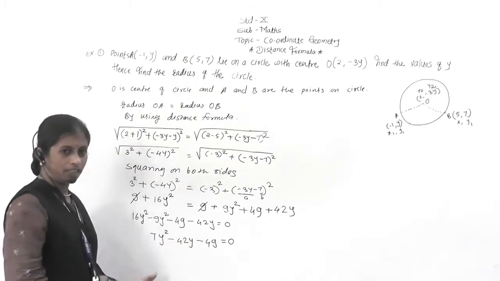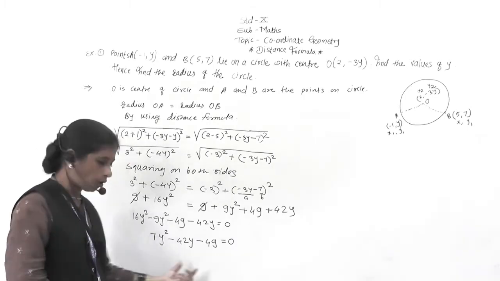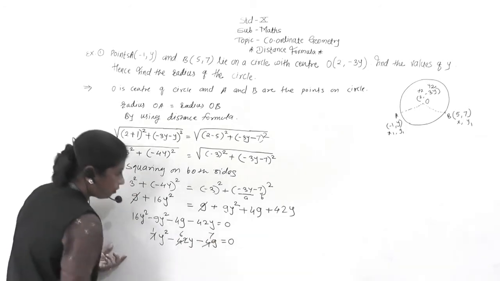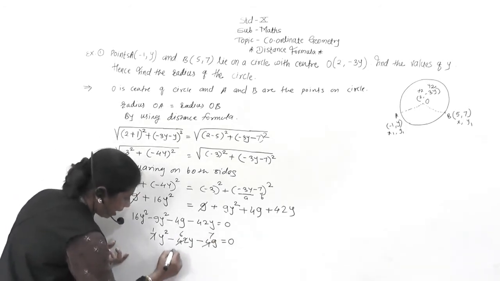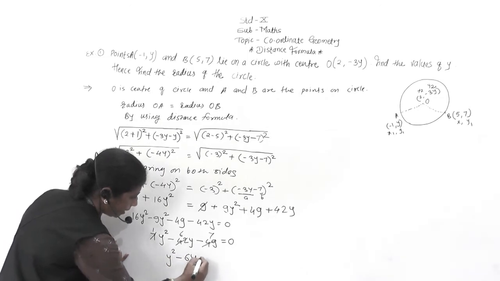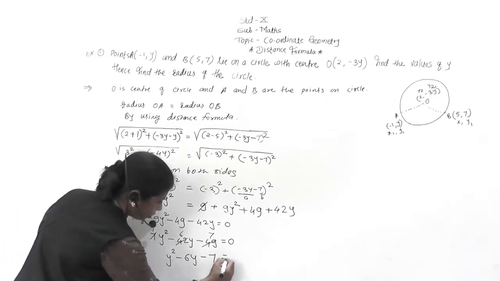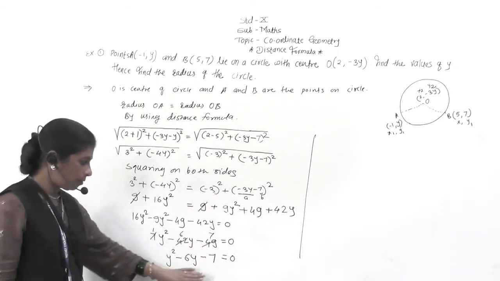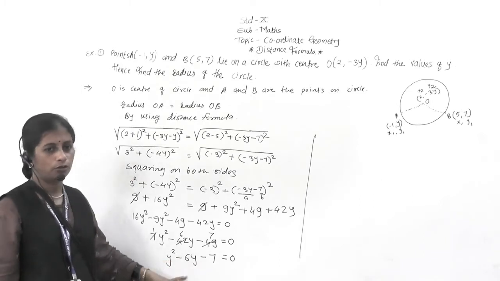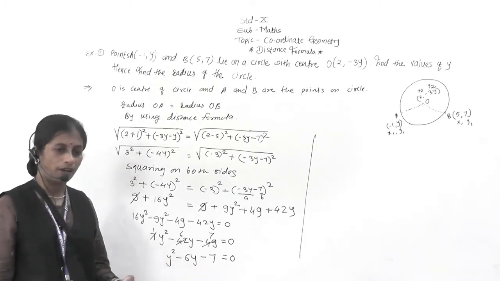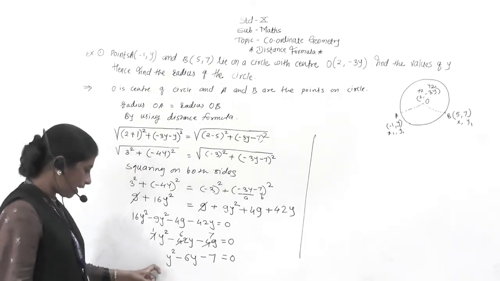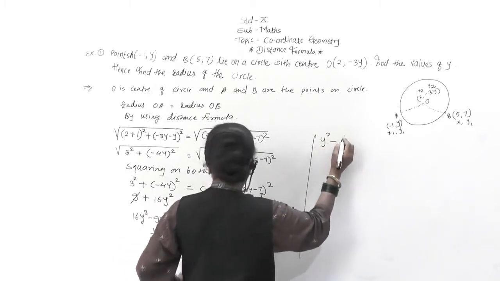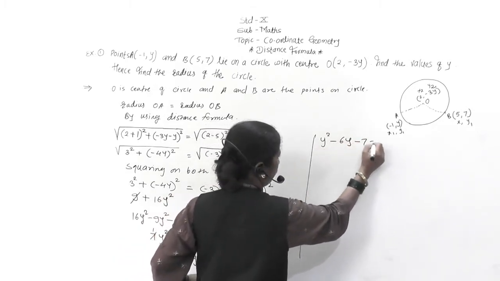This we have only changed the position of this number. Now here again we can reduce this properly. We can reduce this form: 7 ones are 7, 7 sixes are 42, and 7 sevens are 49. So finally we get y² − 6y − 7 = 0. Correct? Now this came in the form of a quadratic equation, so we have to use the splitting the middle term method to find the factors, to find the values of y. We have to factorize this, right? So y² − 6y − 7 = 0.